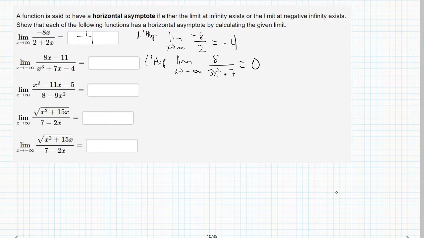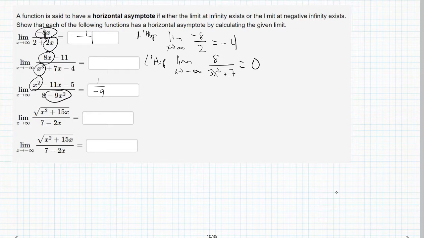Our next problem, and notice I didn't even have to go through that. I can recognize what the degrees are. If the degrees are the same, you just look at the coefficients in front. It would be negative 8 over 2 in the first case, which is what we have. In this case, notice the degrees are the same, so I just look at the coefficients out in front. So I get 1 over negative 9, and that would be our final answer.